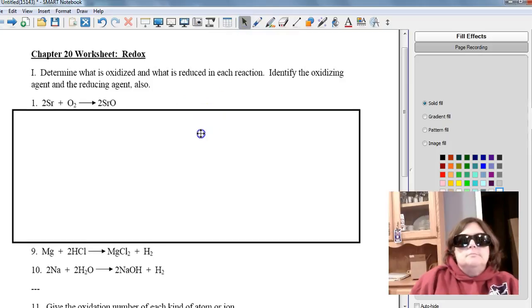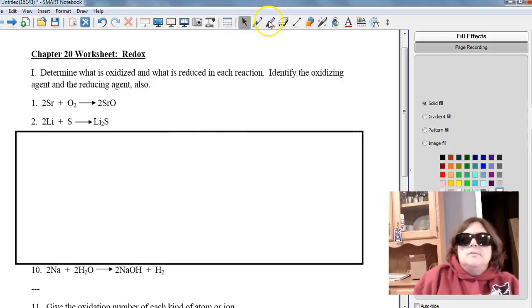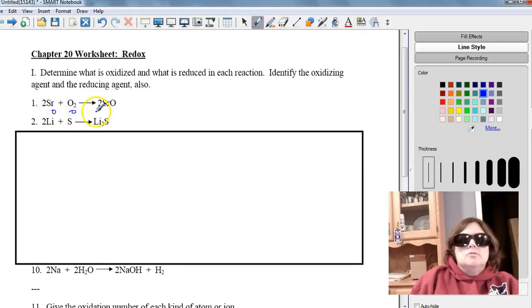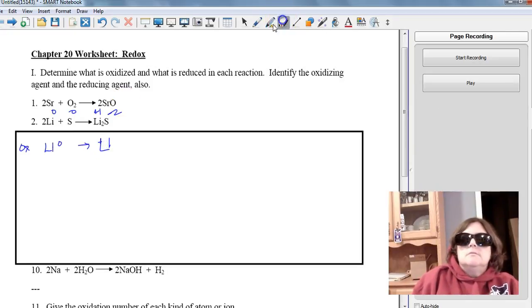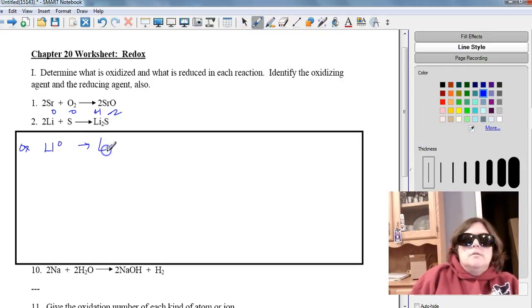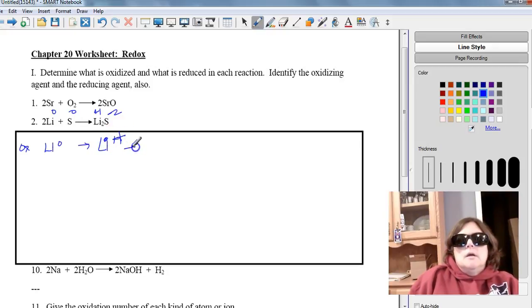Now, let's do the next one. We have lithium and sulfur. Lithium, 0 charge. Sulfur, 0 charge. Lithium +1, sulfur -2. So, lithium is being oxidized. He's going from a 0 to a plus lithium. Lithium +1. And he's going to be losing 1 electron.